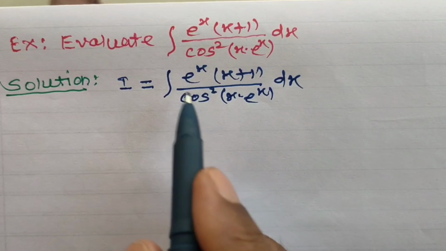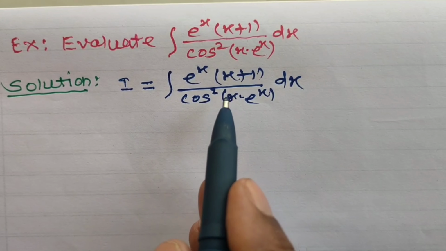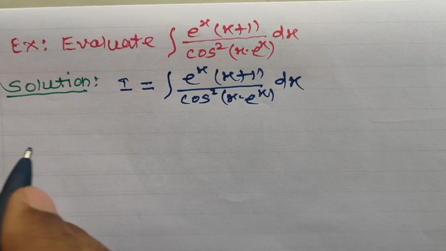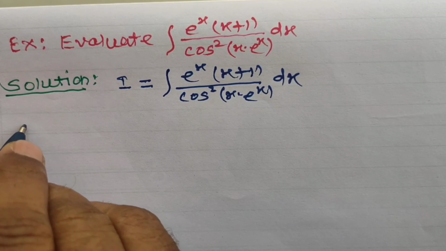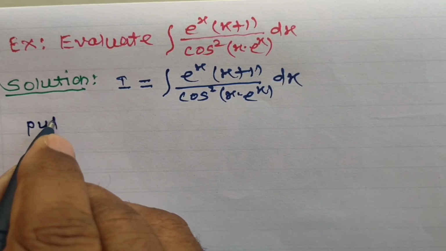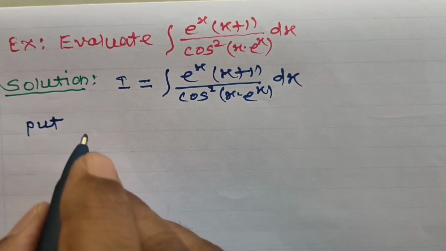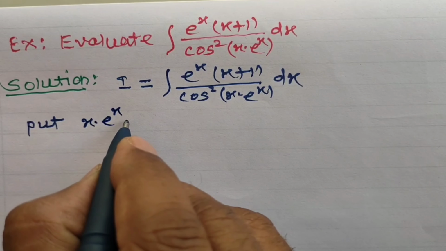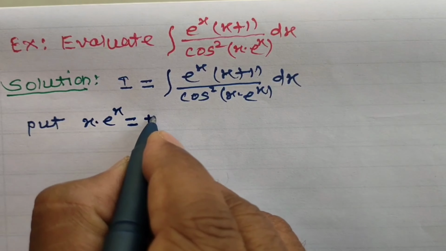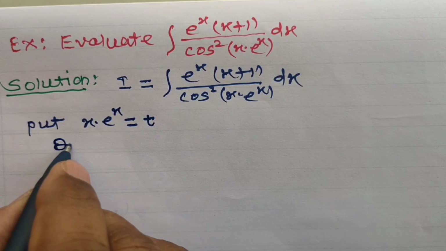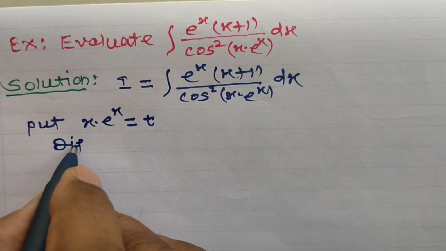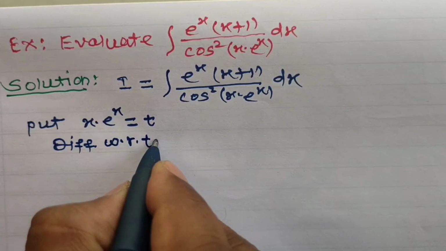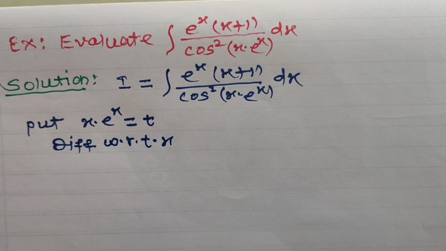Now here this integrand is complicated. In such cases we have to use the substitution method. So here put x into e to the power x equal to new variable t. Now differentiate this with respect to x on both sides of this equation.